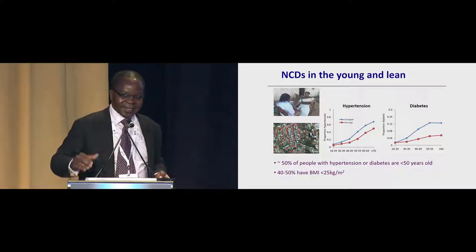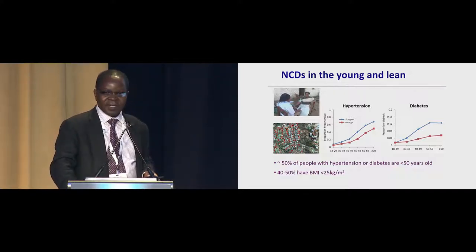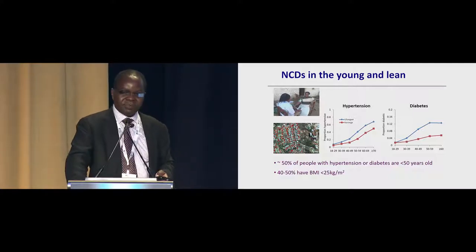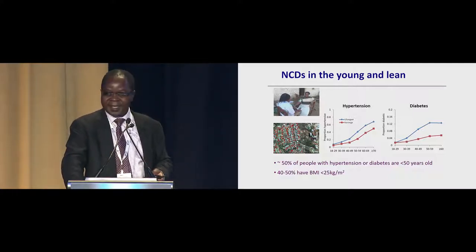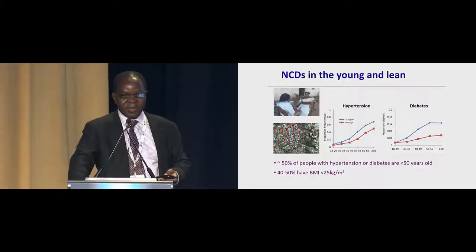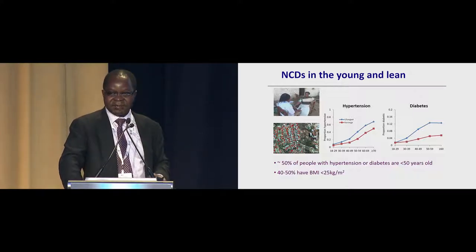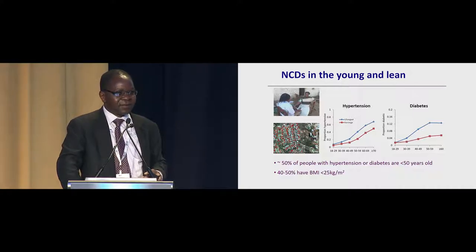But what is different is that, as I said earlier on, when you look at the individuals who are affected, a huge proportion of these will be under the age of 50. So up to 50%. Whereas if you did the same here, it might be about 15 to 20% of individuals with these conditions who are under the age of 50. And this is not just because of the differences in the population structure, that we are a much younger population. Even if you adjust for that, the burden is much higher in individuals who are relatively young.